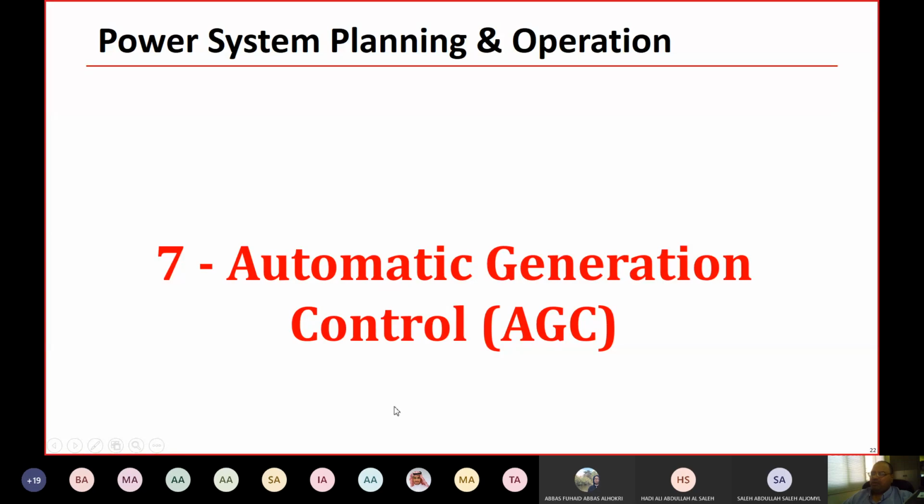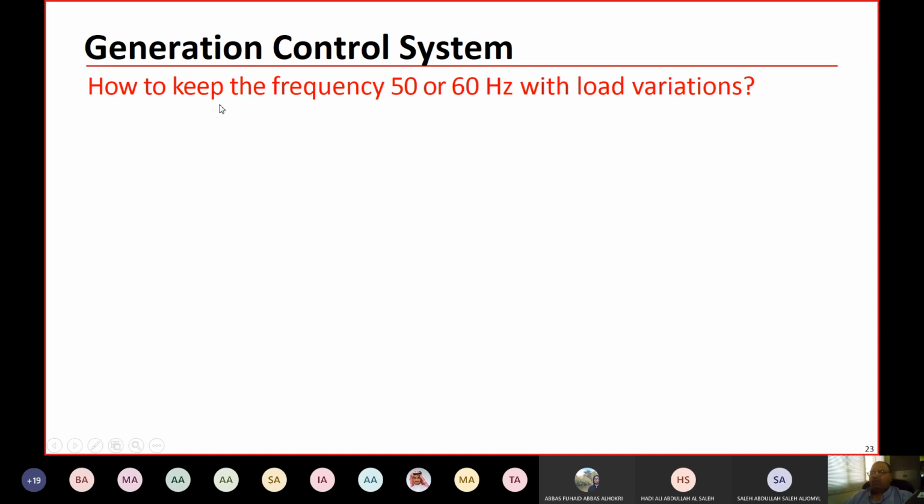The last problem in our course is automatic generation control, AGC. In automatic generation control, we need to keep the frequency at 50 or 60 hertz. In the Kingdom, as you know, the frequency here is 60 hertz, and we need to keep it at 60 hertz, like in the US.